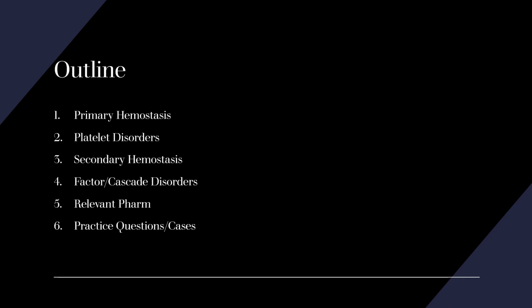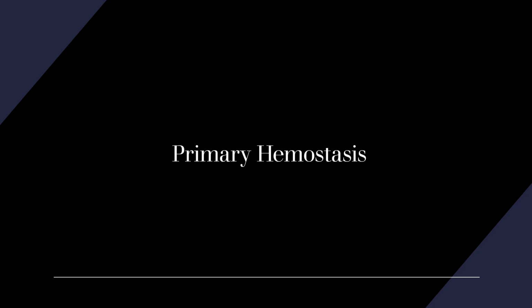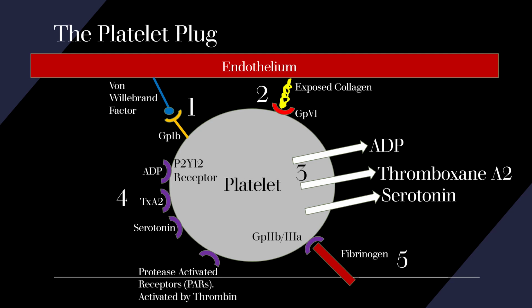So, the best way to look at hemostasis, especially in terms of USMLE, is to divide it into primary and secondary, primary being platelet-based and secondary being the coagulation cascade. So that's how we'll divide it up in this lecture. Starting with primary hemostasis, otherwise known as the platelet plug, here you can see a diagram of the platelet and all the steps that go into it.